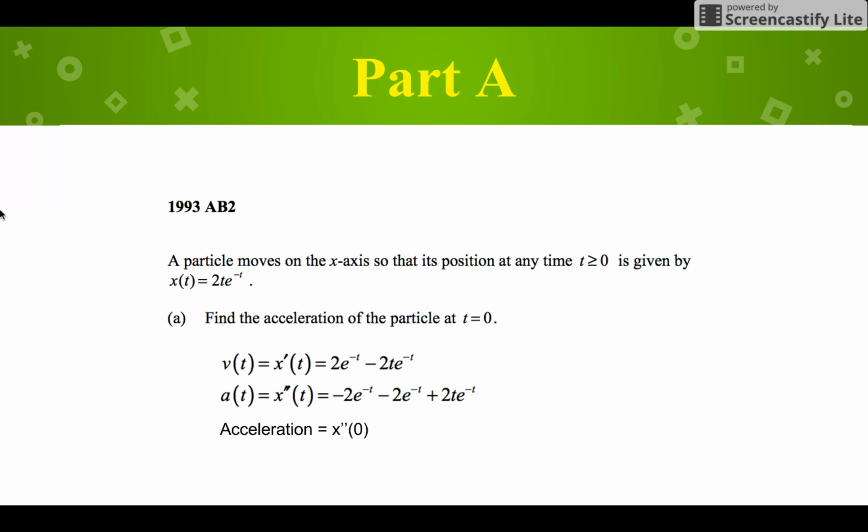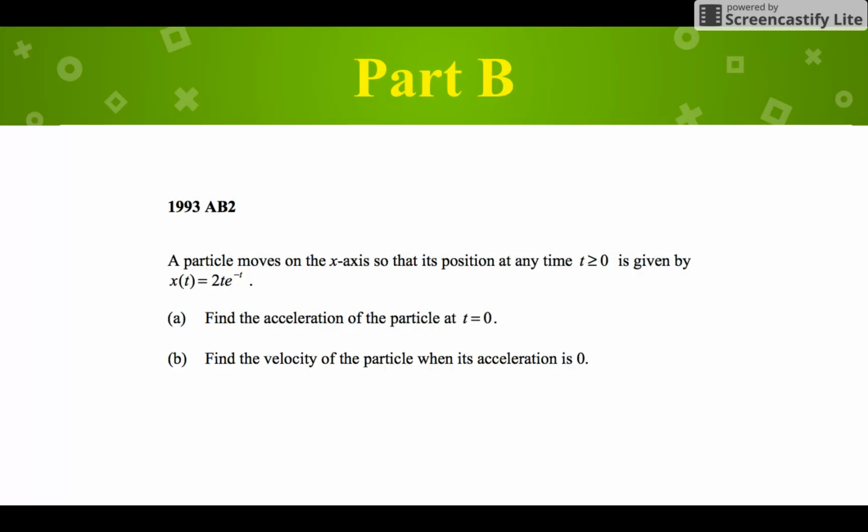So now we plug in 0 because acceleration is the second derivative, and we need to evaluate at t equals 0. We're getting negative 4, because you plug in 0 to each of these, you get negative 2 minus 2 plus 0. Put them together, you get negative 4. So part A, the answer is negative 4. Basically just taking derivatives, plugging in numbers, simple, easy. You should be able to get that no problem.